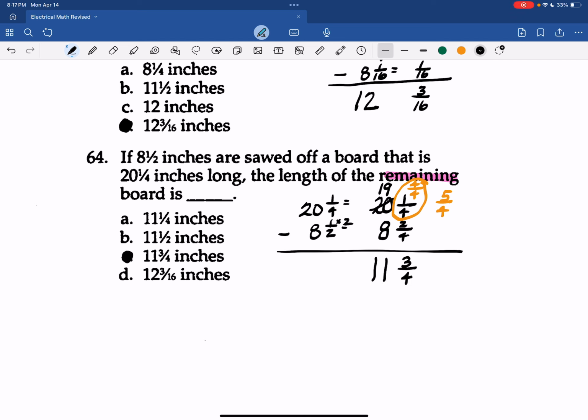That is not the way I would have done this one. Here's what I would do. 20.25 minus 8.5 is 11.75, or 11 3/4.